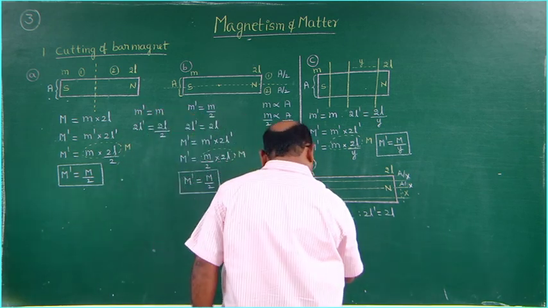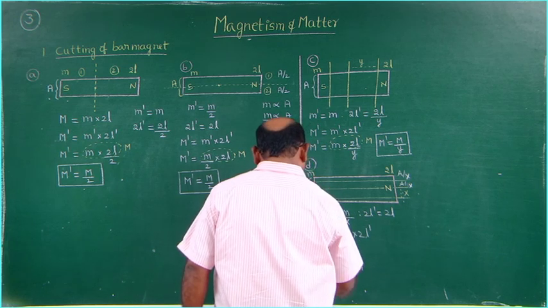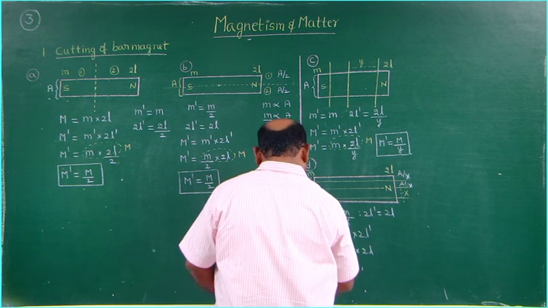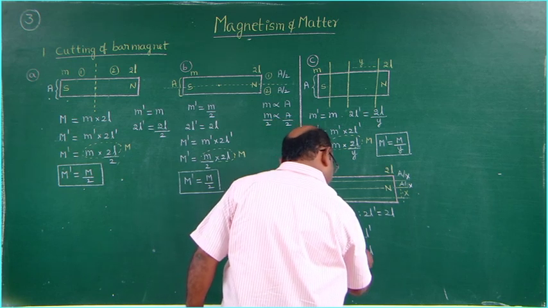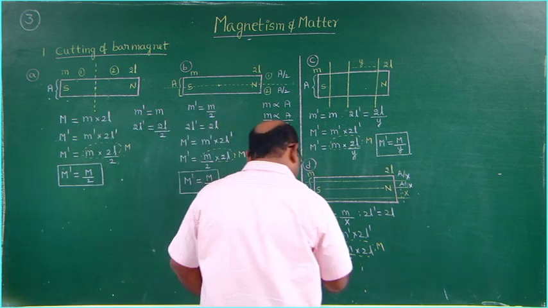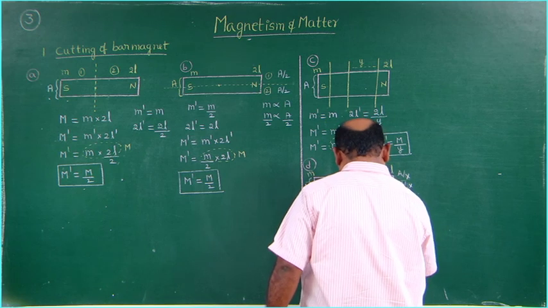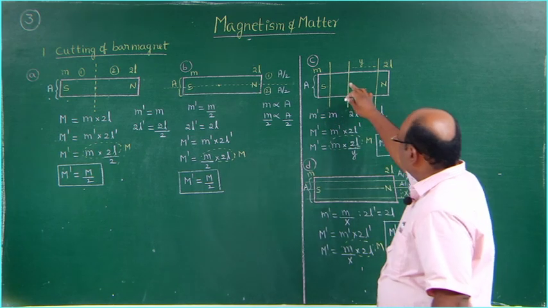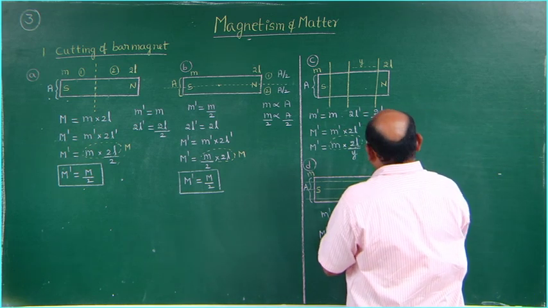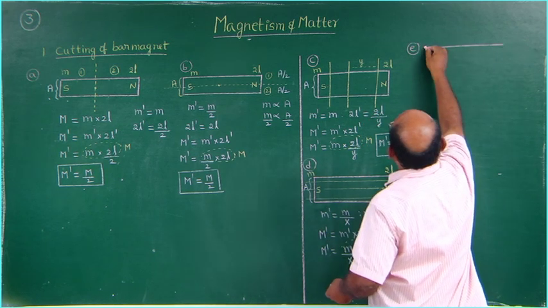Now, what is the magnetic moment? Magnetic moment M dash is the product of pole strength and magnetic length. M dash is equal to m by x, and 2L dash is nothing but 2L. Again, instead of m into 2L, let us substitute the magnetic moment M. Hence, what about the new magnetic moment? The new magnetic moment M dash is equal to M by x. Of course, C is the Y cutting, D is the X cutting. And similarly, let us move to another question, E. Assume it is a bar magnet.